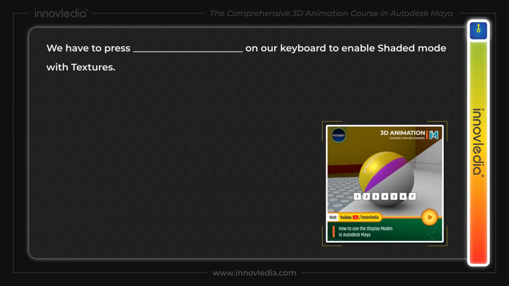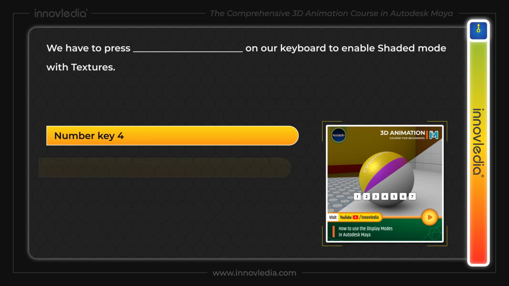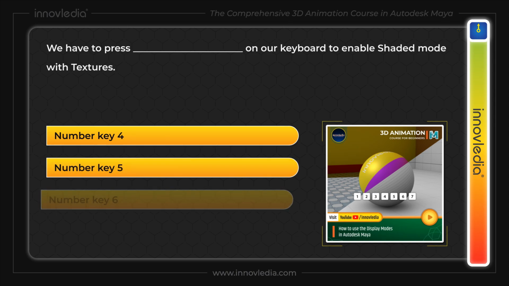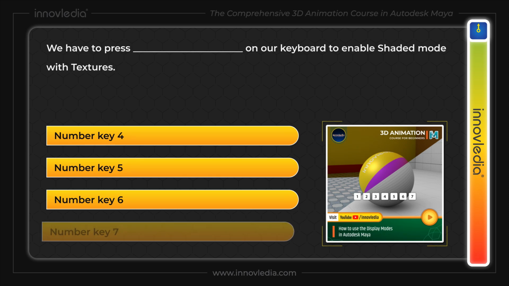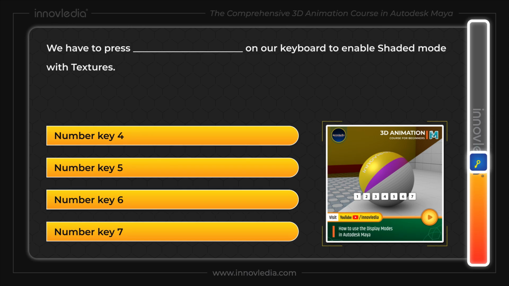We have to press dash on our keyboard to enable shaded mode with textures. The options are number key 4, number key 5, number key 6, number key 7. Your time starts now. And the correct answer is number key 6.